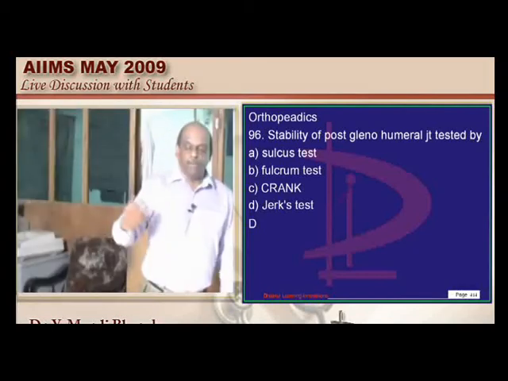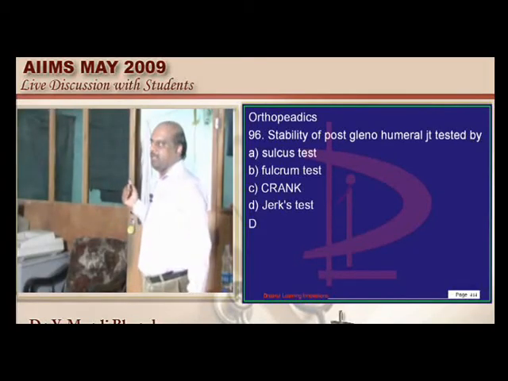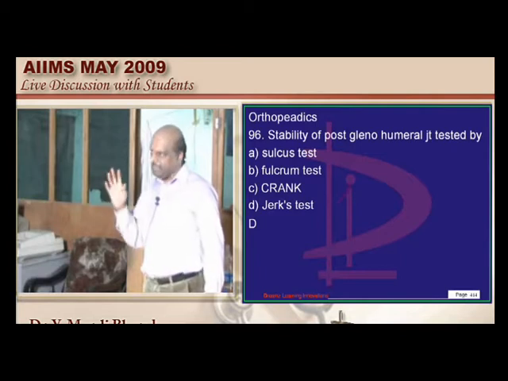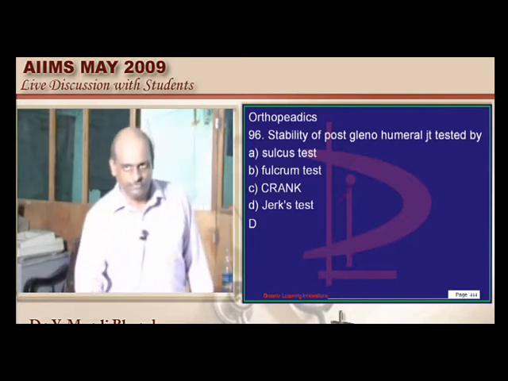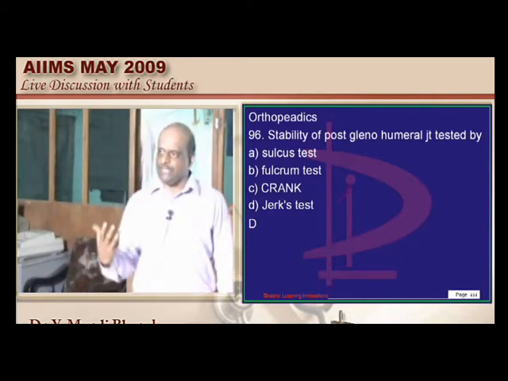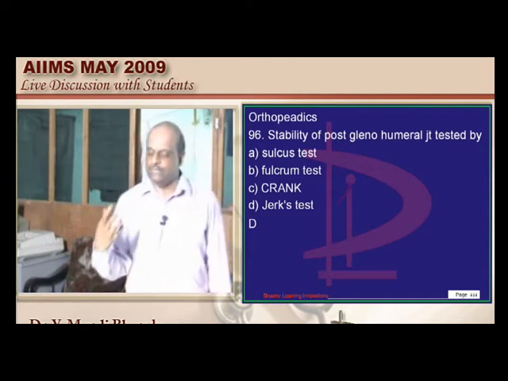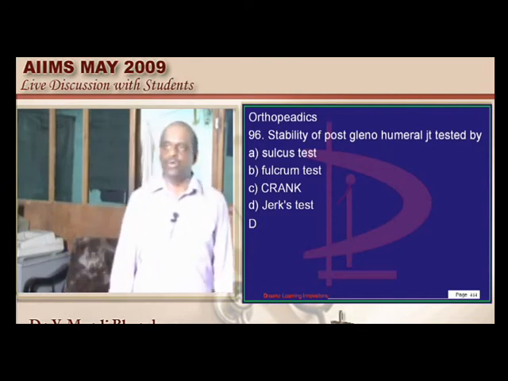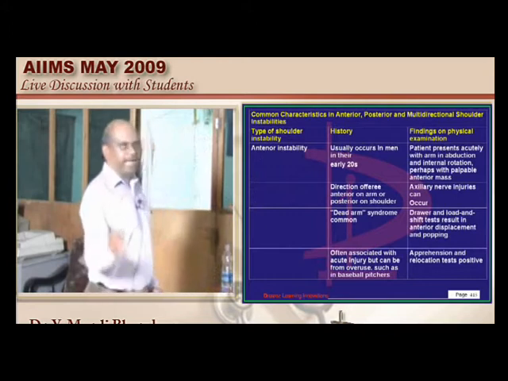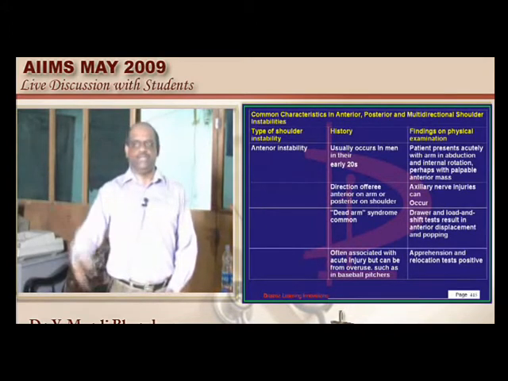How do you test the posterior glenohumeral instability? Dislocation of the shoulder is a favorite topic. Apprehension test, many times it was asked in the past 15,000 question bank. No big deal about it. But some named tests is what we have to be sure.